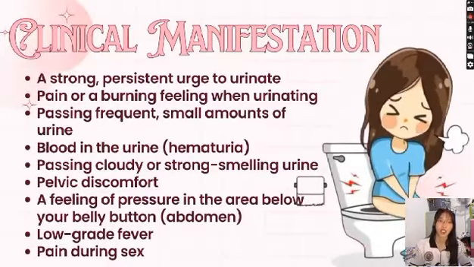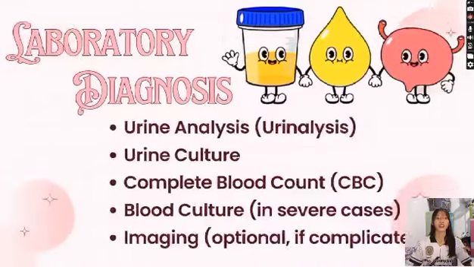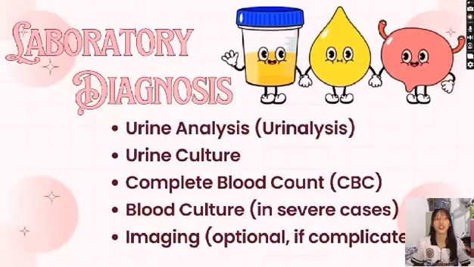For the clinical manifestation, we have a strong persistent urge to urinate, a pain or burning feeling when urinating, passing frequent small amounts of urine, blood in the urine or hematuria, passing cloudy or strong-smelling urine, pelvic discomfort, a feeling of pressure in the area below your belly button or abdomen, low-grade fever, and pain during sex.